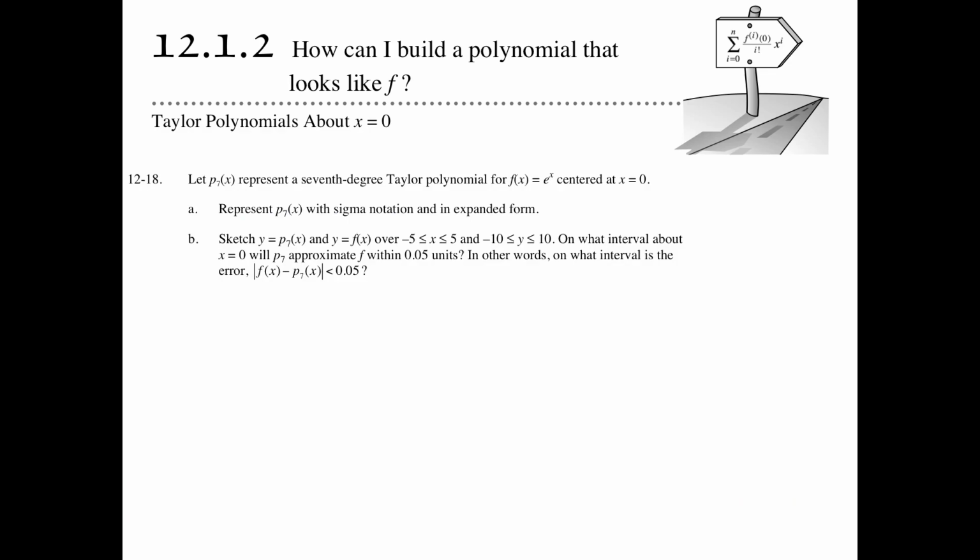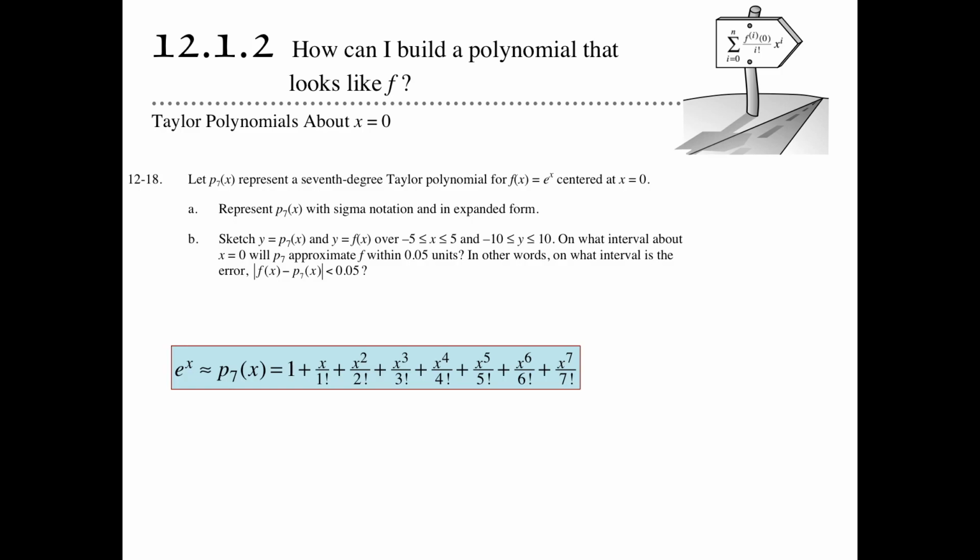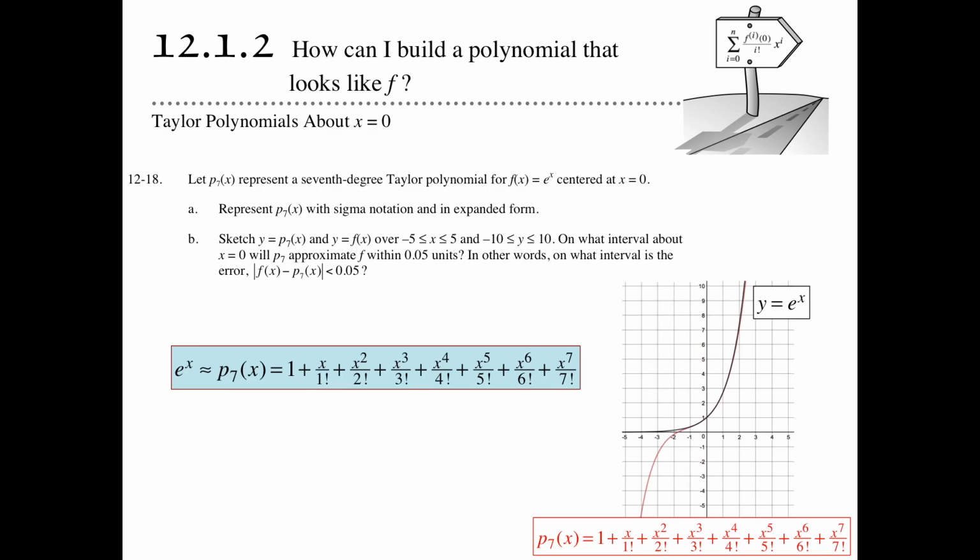In problem 12-18, your students will convert e to the x into a 7th degree Taylor polynomial and compare its graph to the actual graph of e to the x. Then they're going to use their calculator to find an interval in which e to the x and its 7th degree polynomial approximation differ by less than 0.05 units. Now be aware that your students will be computing actual error in this problem, and they're going to need a calculator to do that. But later in section 12.3, they're going to learn how to bound error, which will not require them to use a calculator at all.